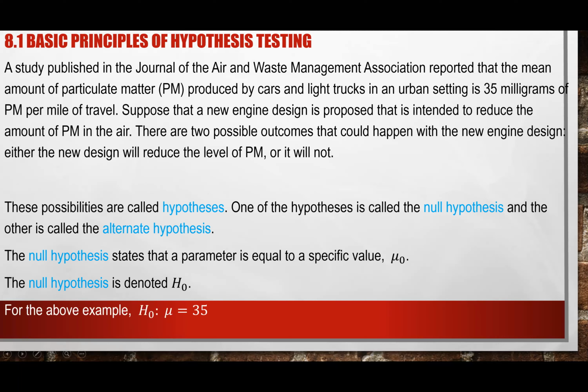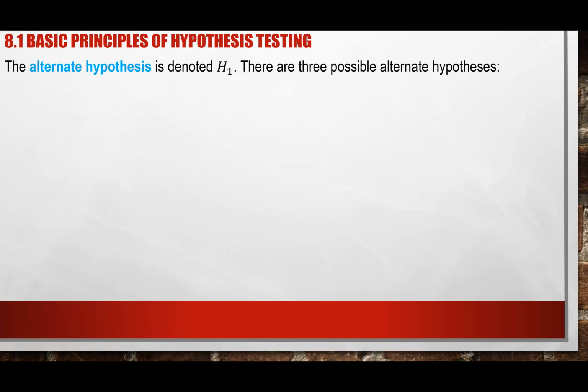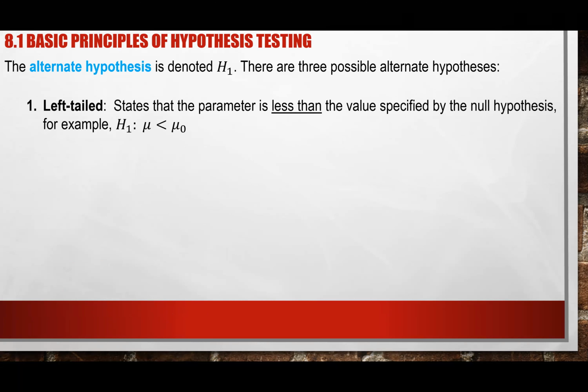So if the null hypothesis can only be equal to something, the alternative hypothesis, for our book, is H sub 1. Again, the null hypothesis is H sub 0 and the alternative hypothesis is H sub 1. Sometimes you will see H sub A for the alternative, because some authors use H sub A. For us, H sub 1 is the alternative.